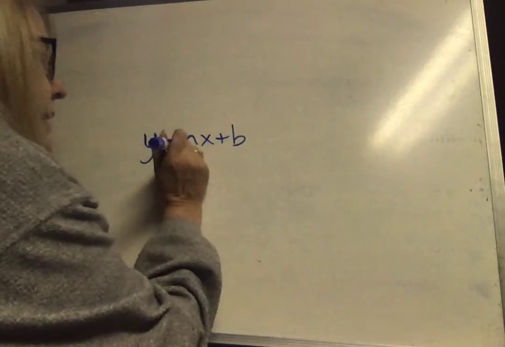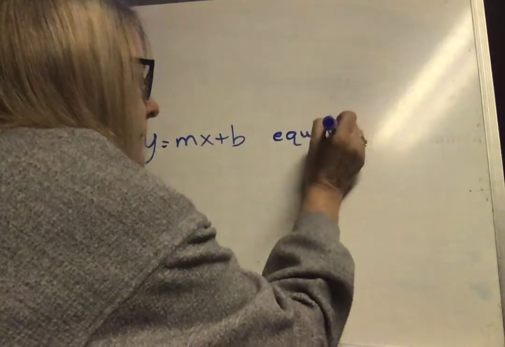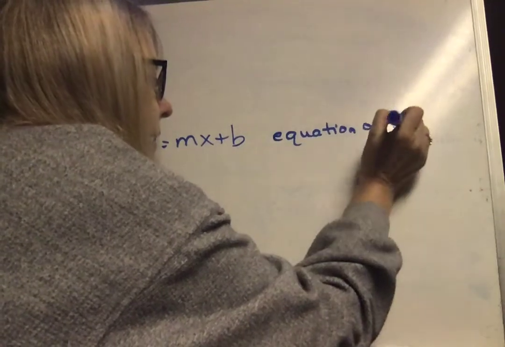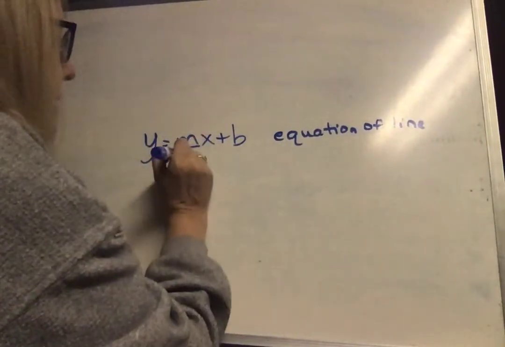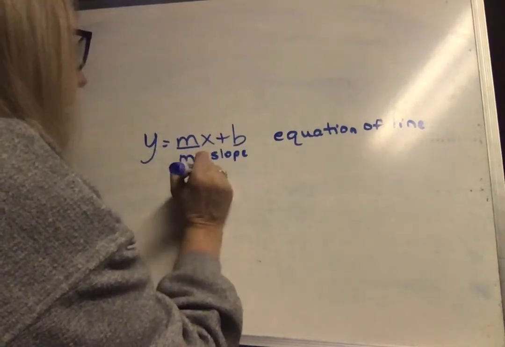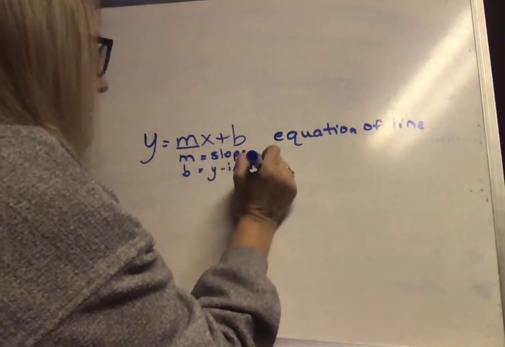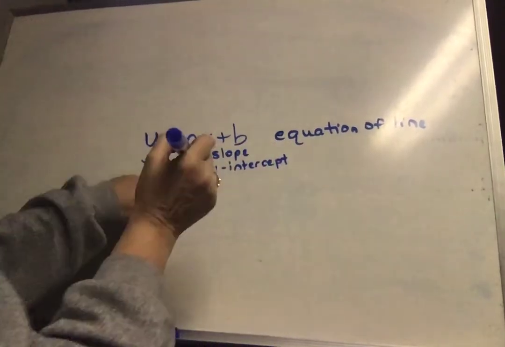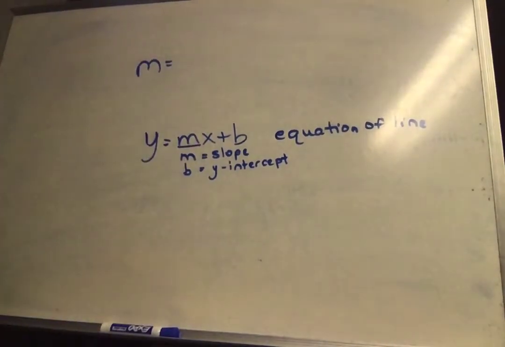But in that is the equation of a line, not equation of slope. M in there is the slope, and B is the y-intercept. But that takes us back to slope. What's the equation for slope?